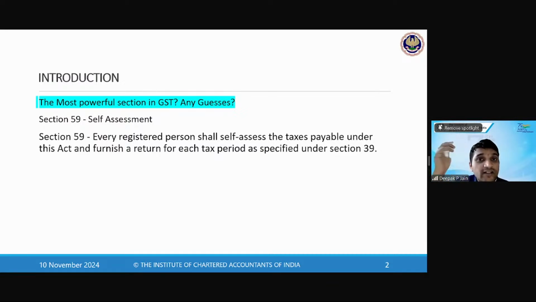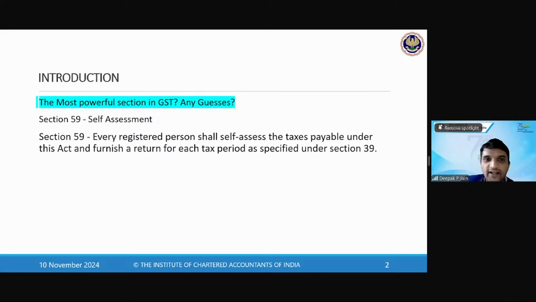Now, how do you file a return? If this section would not have been there, what would have happened is we would have still filed the return. And when we file the return, all the returns will be subject to scrutiny. Why? Because there is no assessment done for these returns. It's just a statement which we have given. But because of this section, section 59, which says that self-assessment, every registered person shall self-assess the taxes which is payable under this act, and he will furnish a return for each tax period as specified under section 39.